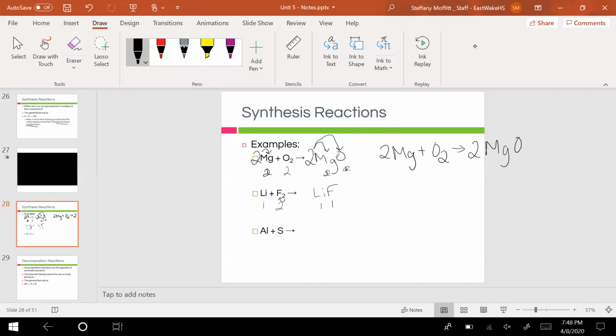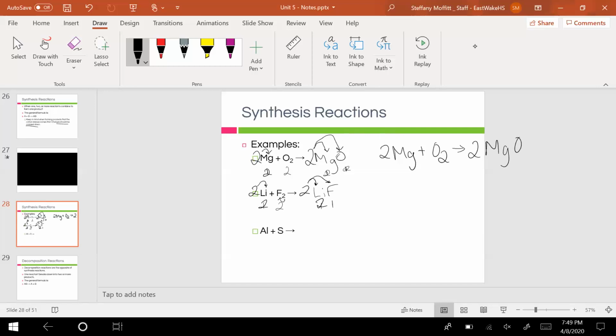In order to balance this, again, I'm going to put a 2 in front of that product, and that 2 is going to distribute. And in order to balance that lithium out, I'm going to put a 2 in front of it on the reactant side in order to get 2 lithiums on the left and 2 lithiums on the right.